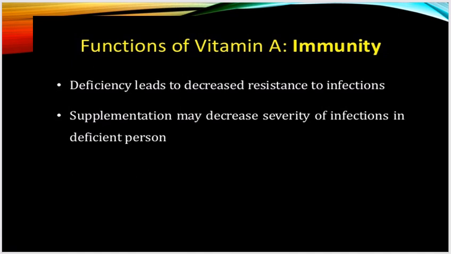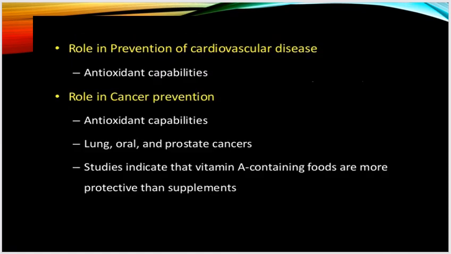The role of vitamin A in immunity: the deficiency leads to decreased resistance to infections. Supplementation may decrease the severity of infections in the affected person suffering from vitamin A deficiency. It has a role in the prevention of cardiovascular diseases, and that role is best described as the antioxidant capability of vitamin A.